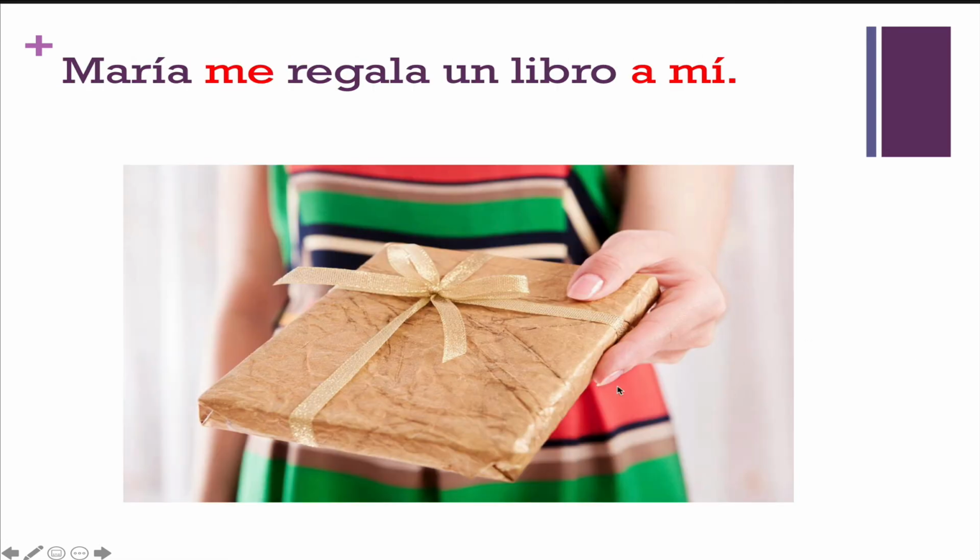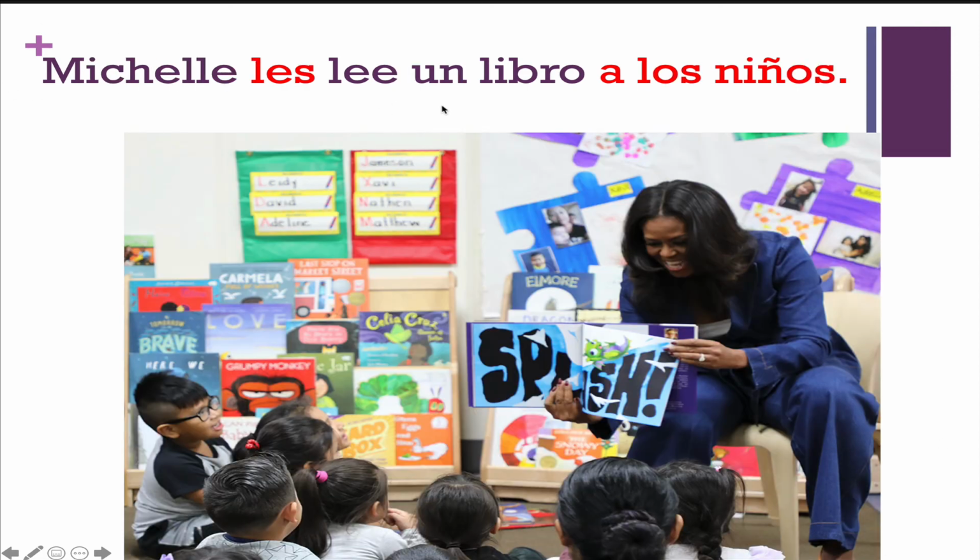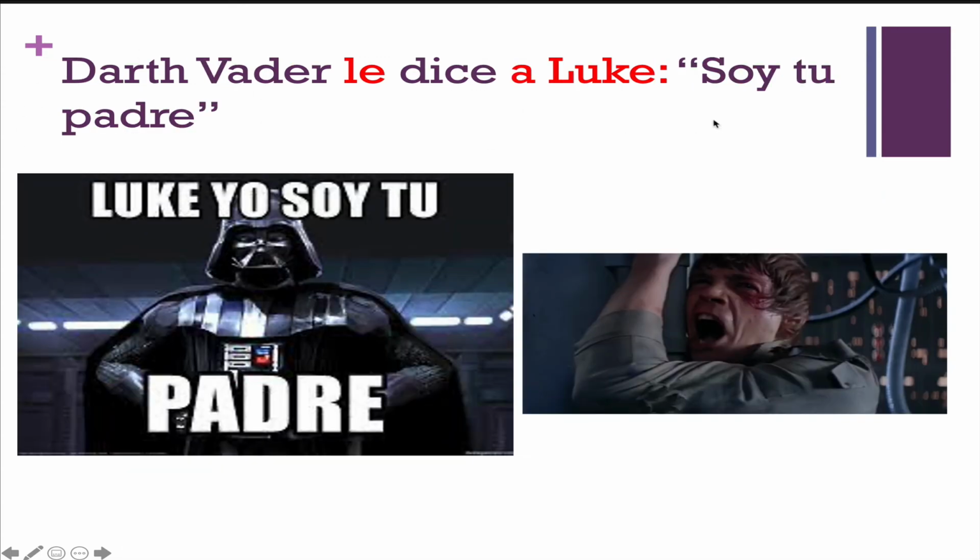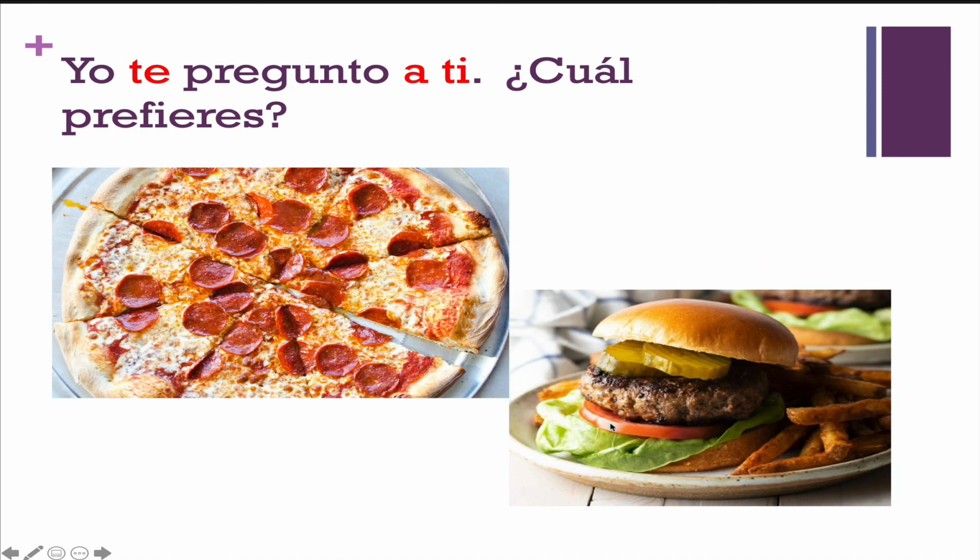Okay? Por ejemplo, María me regala un libro a mí. This means Maria gives me as a gift a book, to me. Okay, to me. So you have to add that me between subject and verb. Okay? Michelle les lee un libro a los niños. Michelle reads a book to whom? To the children. Indirect object. Les, indirect object pronoun. Darth Vader le dice a Luke, soy tu padre. Okay? To whom does he say that he's his father? To Luke. Okay? A Luke. Entonces le, to him.